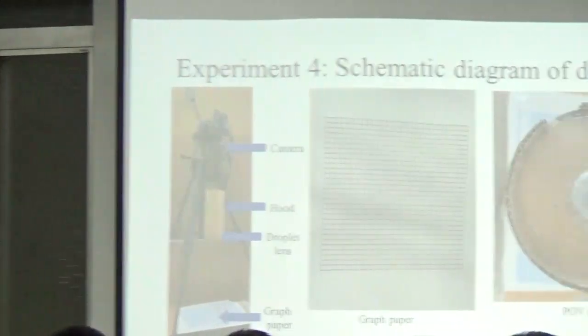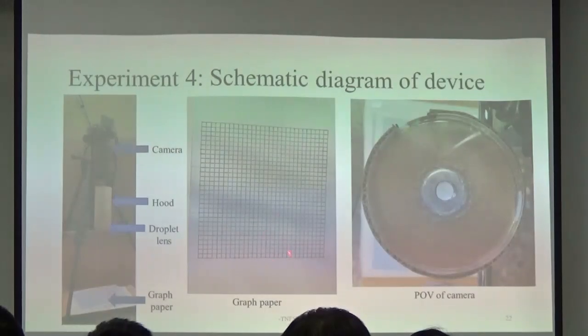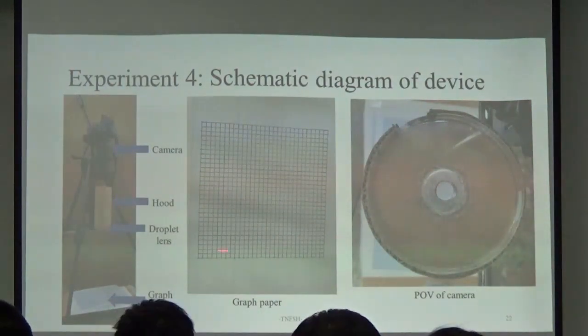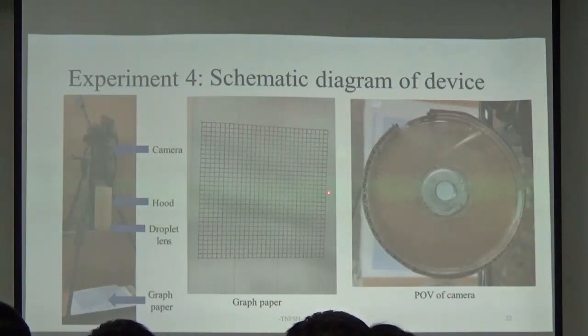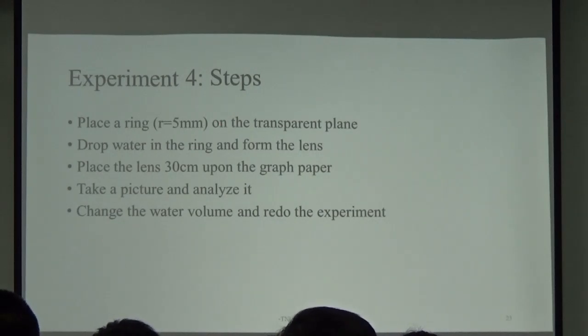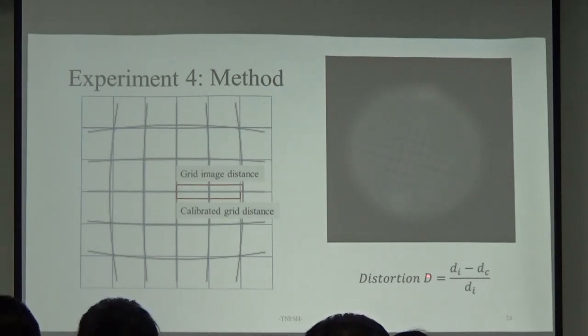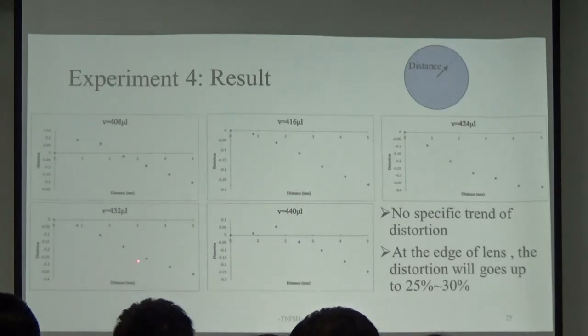And this is my last experiment. We want to know the distortion. I have a graph paper which goes like this, and this is how my camera looks. Same steps, but we only use R equals 5 millimeters. The method is, it will form a pattern like this, and I have a calibrated grid distance and a grid image distance. We divide them, and we can know the distortion. And this is our result.